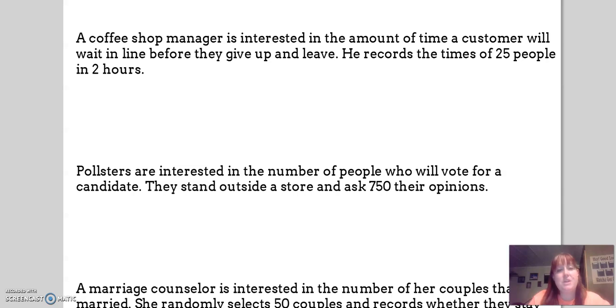The coffee shop manager, this one is actually quantitative because we're looking at the time that people wait in line. And so maybe I wait for 10 minutes and someone else waits for 2 minutes. It does make sense to add those two together and average them and say the average person waited 6 minutes in line. So that totally makes sense, to average the amount of time someone stayed in line.